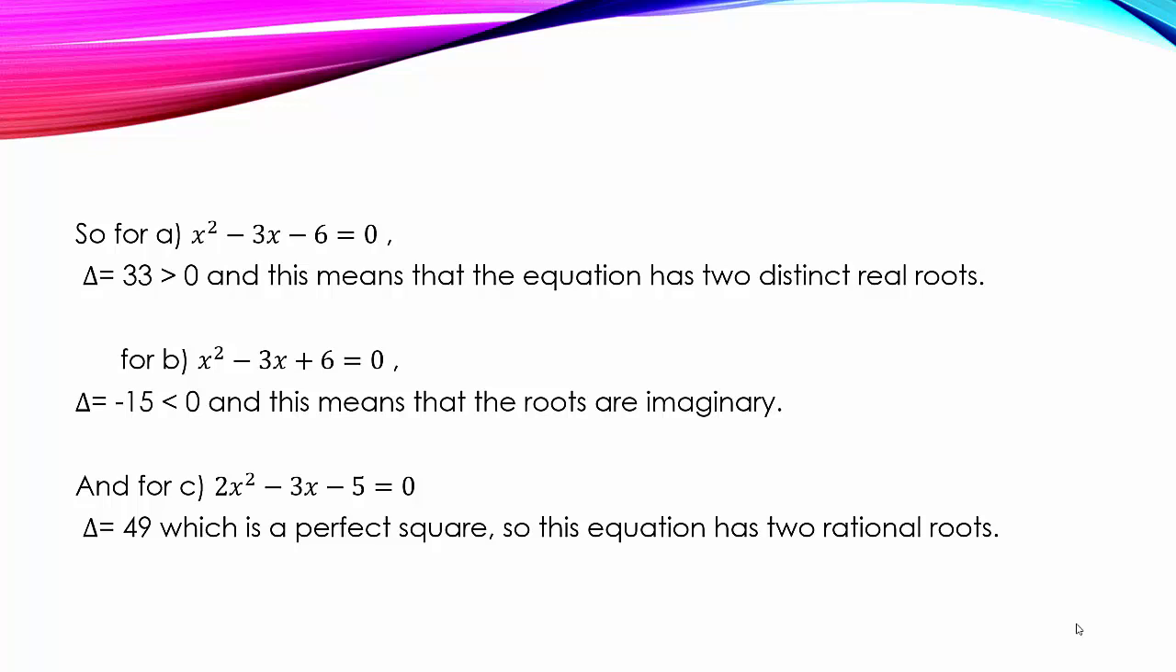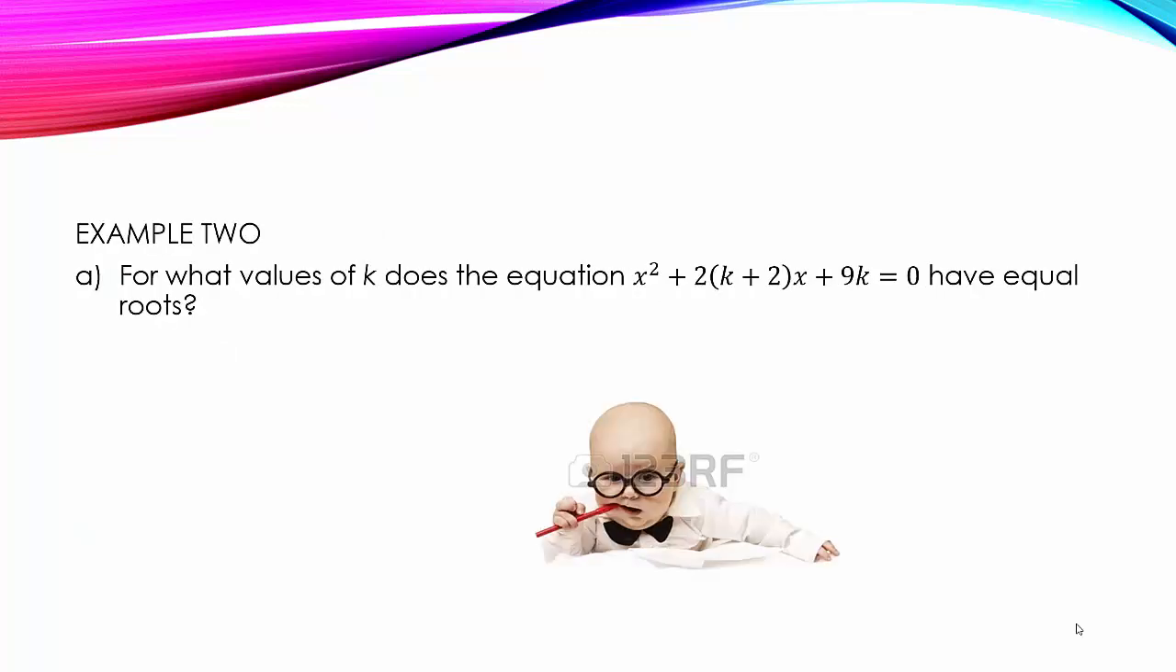Let's go on to the second one, and I'll give you a minute to do this one as well. For what values of k does the equation x squared plus 2k plus 2x plus 9k equals 0 have equal roots?